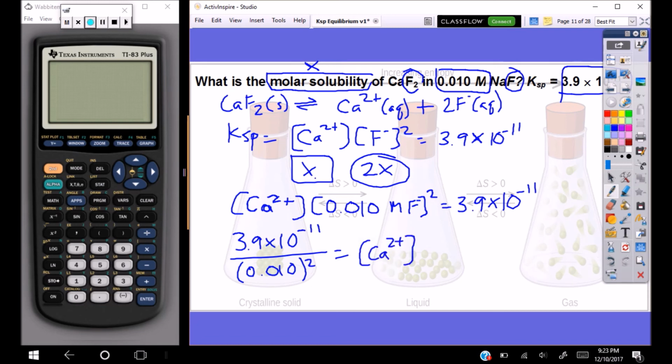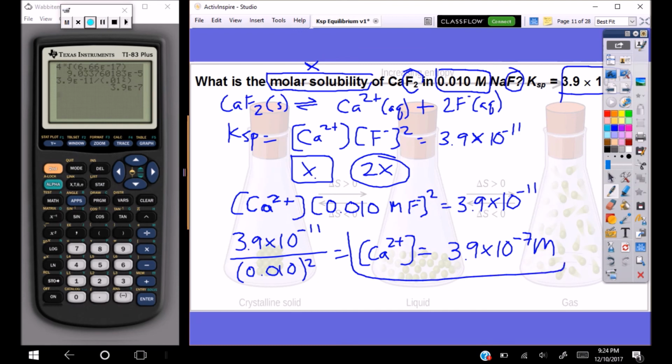All right. So let's do that in the calculator. 3.9 e to the negative 11th divided by 0.01 squared, and I get 3.9 times 10 to the negative 7th molar. Okay. And that is my answer.